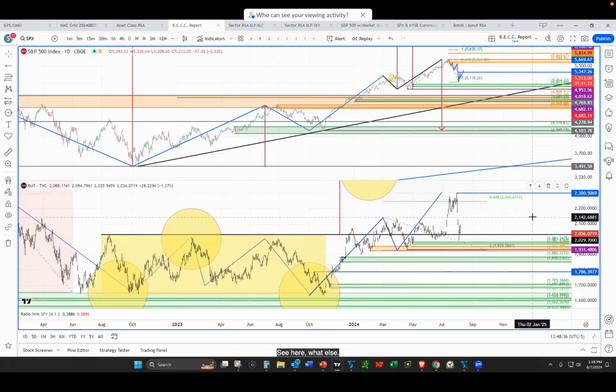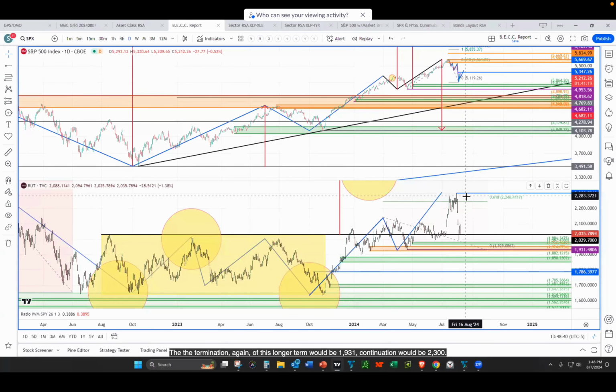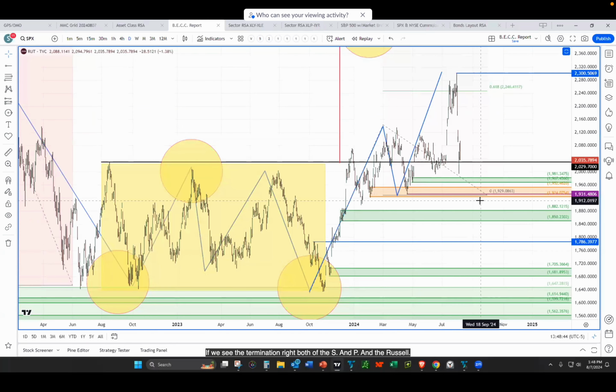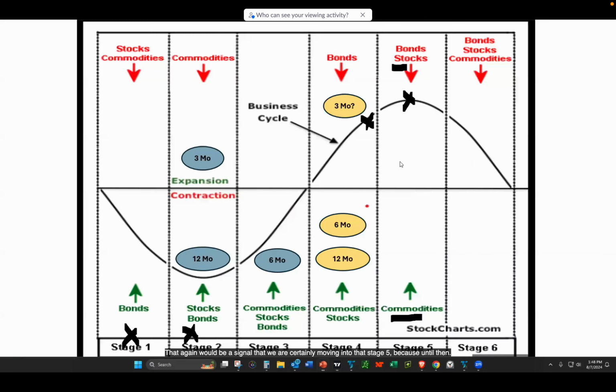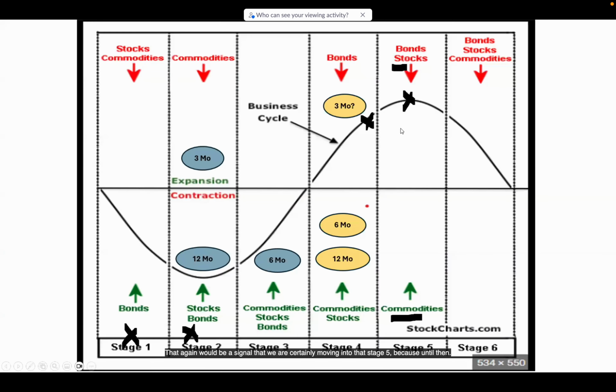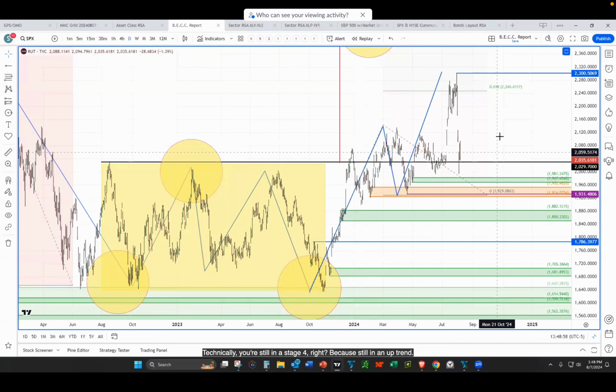Let's see here. What else? The termination, again, of this longer term trend would be 1931. Continuation would be 2300. So if we see the termination, right, of both the S&P and the Russell, that again would be a signal that we are certainly moving into that stage 5, because until then, technically you're still in a stage 4, right? Because stocks are still in an uptrend.